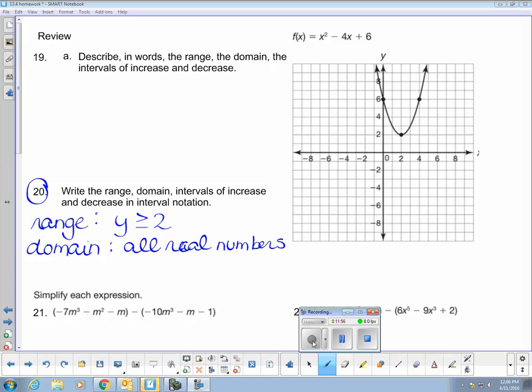My interval of increase, so let's take a look here. I'm increasing from 2 to infinity. And I just want to remind myself, interval of increase and decrease is along the x-axis. It's in terms of the domain. My interval of decrease is from negative infinity up to, but not including 2.